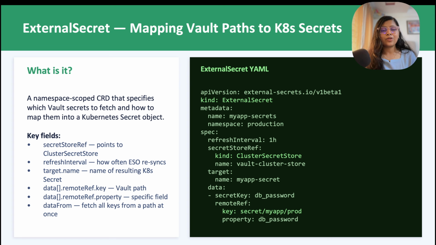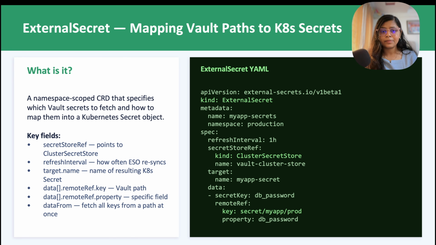So now we are going to talk about external secrets, which help us in mapping the vault paths to the Kubernetes secrets. Now let's understand it. It is a namespace scoped CRD. This one, that is external secret, is namespace scoped and specifies which vault secrets to fetch and how to map them into the Kubernetes secret object. The definition, everything is present in here. If you just observe the YAML file, you will get everything.